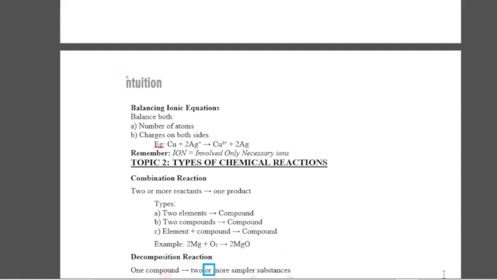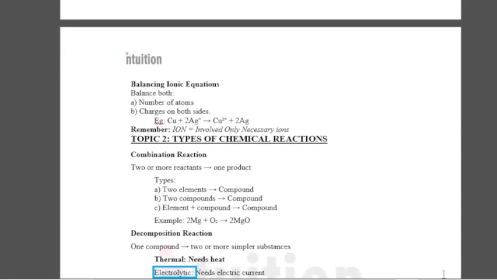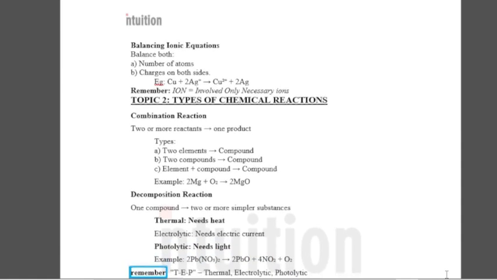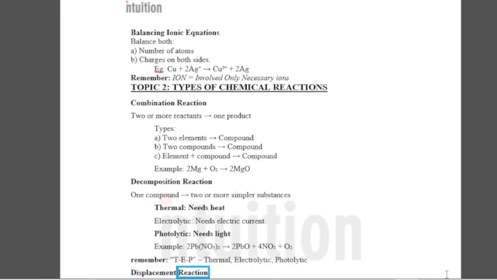Decomposition reaction: 1 compound breaks into 2 or more simpler substances. Thermal needs heat, electrolytic needs electric current, photolytic needs light. Example: 2Pb(NO3)2 → 2PbO + 4NO2 + O2. Remember, TEP: thermal, electrolytic, photolytic.